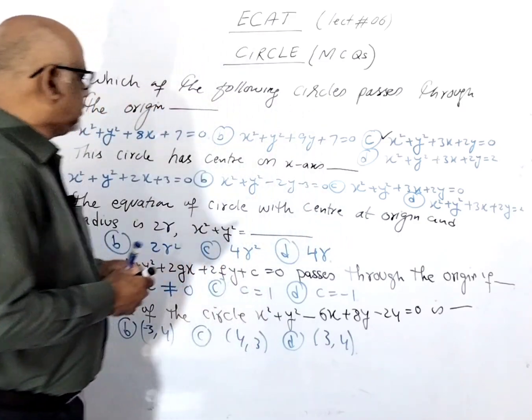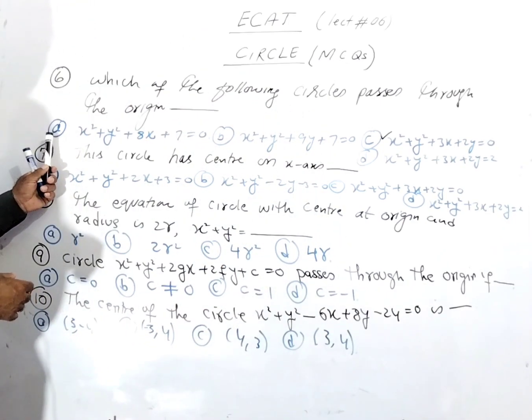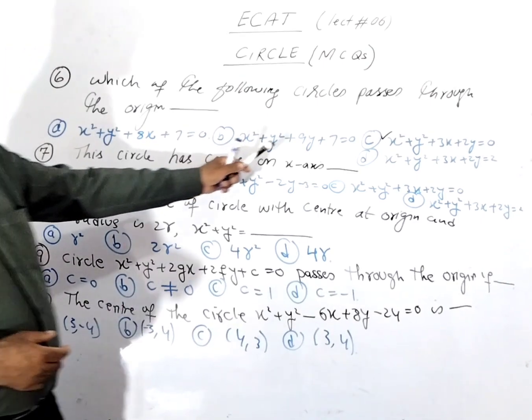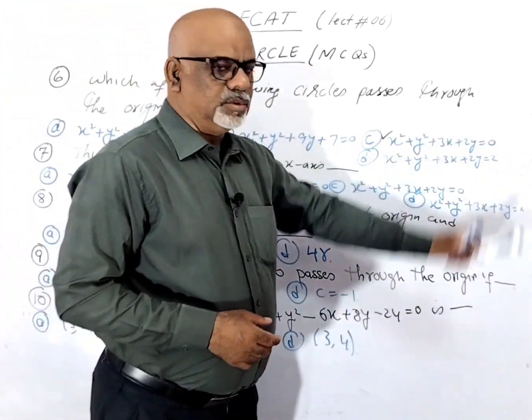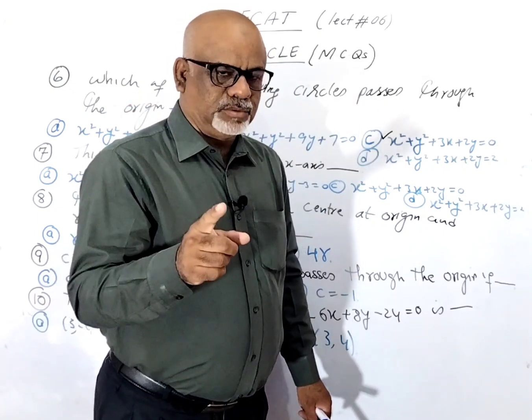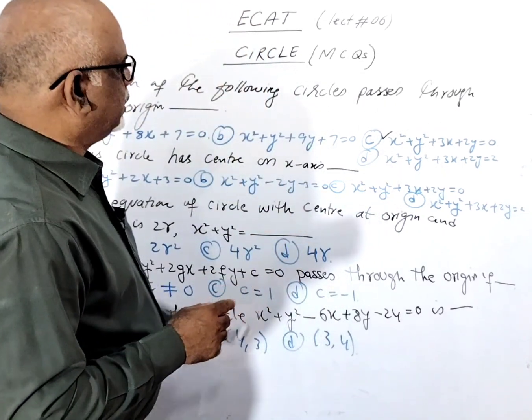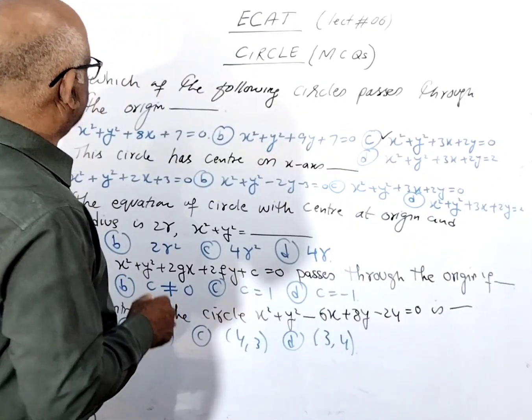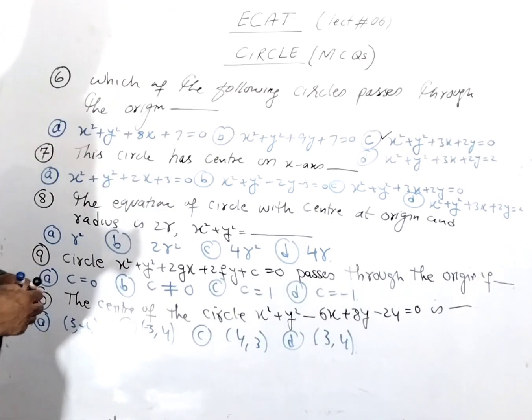If we look at the other options A, B and D, here we have constants 7, 7 and 2. So whenever a circle or any straight line passes through the origin, there is no constant term there. So the C option is correct for this MCQ.